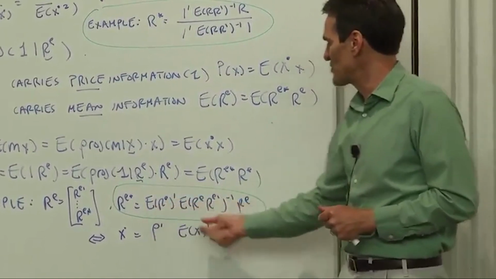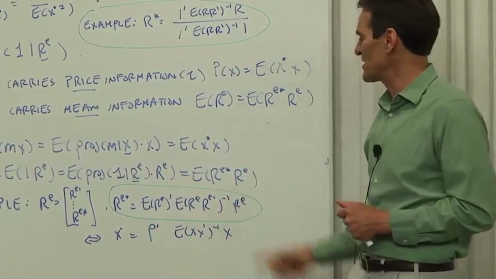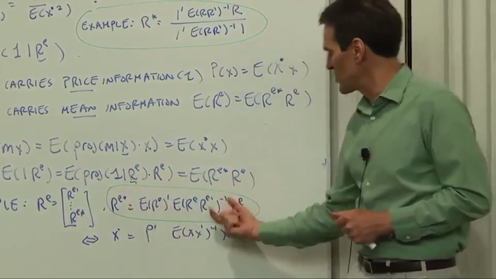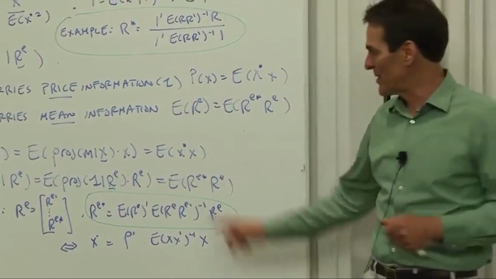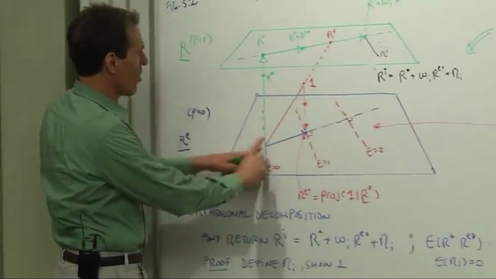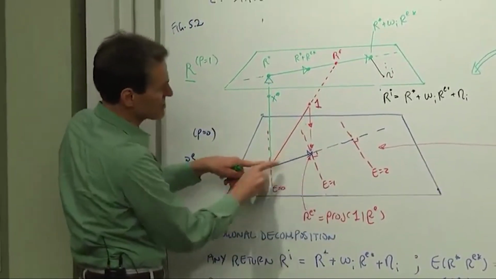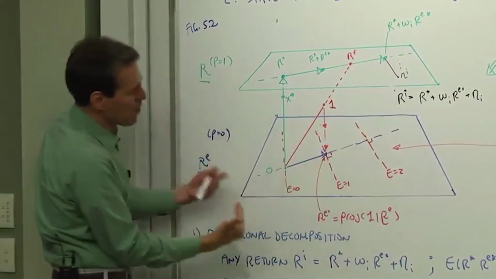The same construction: expected excess return prime, second moment matrix inverse, times excess return. That is an excess return. It's a portfolio of excess returns, and that has the required properties. It just takes 2 lines of algebra to check it. So here are our ingredients. We have R star and we have RE star. R star generates prices. RE star generates means in the same way.